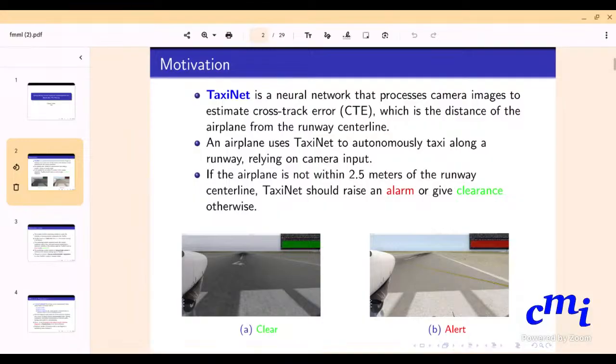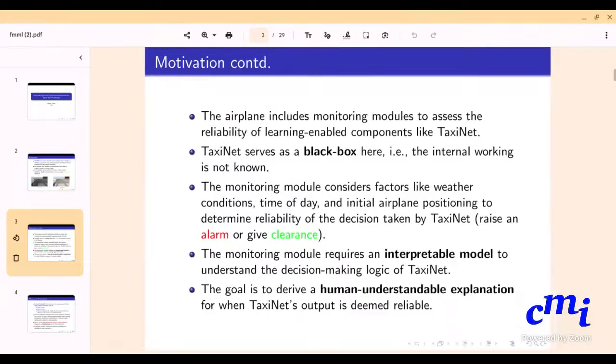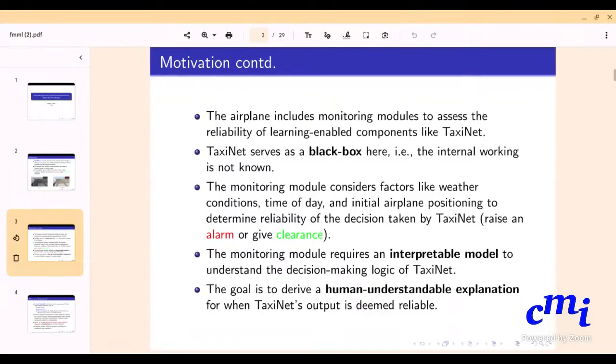Now, this is a classification done by the neural network. How does the airplane know which decision to trust? The internal workings of TaxiNet are not available to the airplane, so it cannot understand how it is working. It might as well misguide it. So now we want to understand if we can really trust the decision of this neural network TaxiNet. With that motivation, we ask this question: what kind of input features does this TaxiNet neural network need?